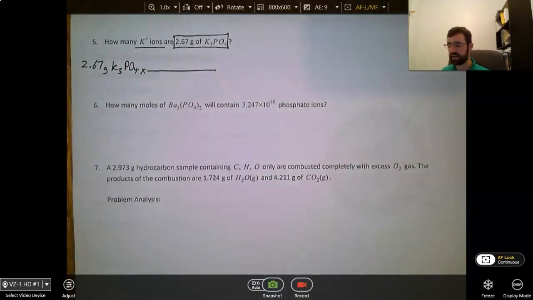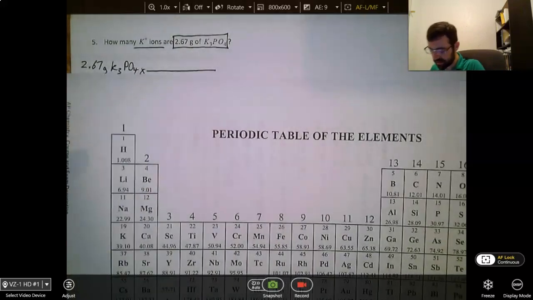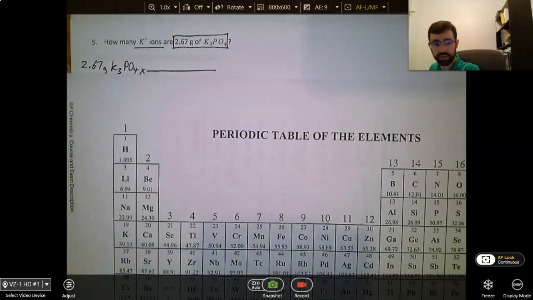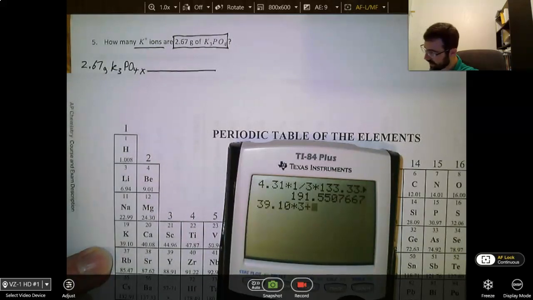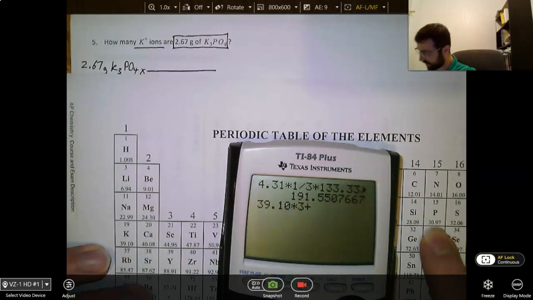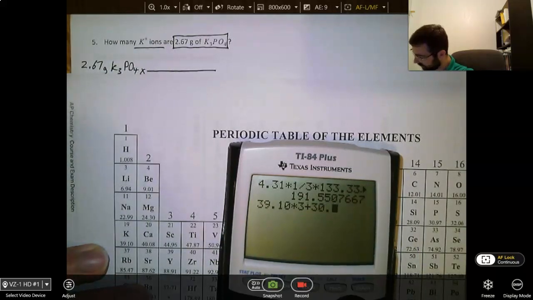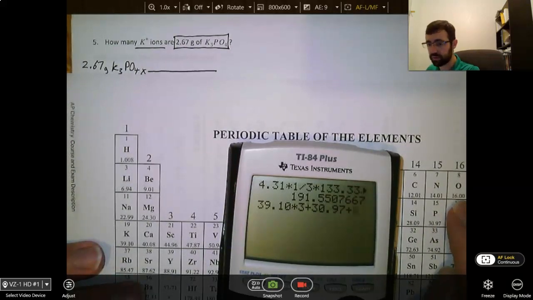Okay, I need to put grams on the bottom, which means I'm going to need my molar mass. For K, it's going to be 39.10, and there's 3 of those, so I'm going to multiply by 3, plus phosphorus, which is over here at 30.97, plus oxygen, which is 16.00, and I'm going to multiply that by 4.